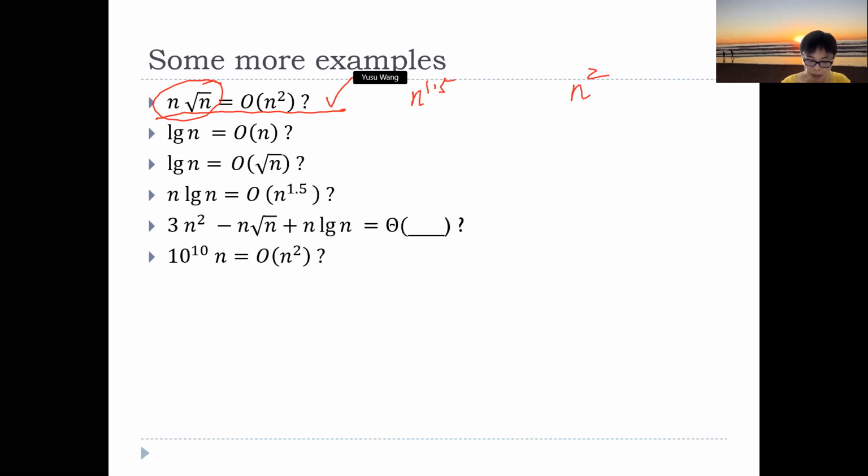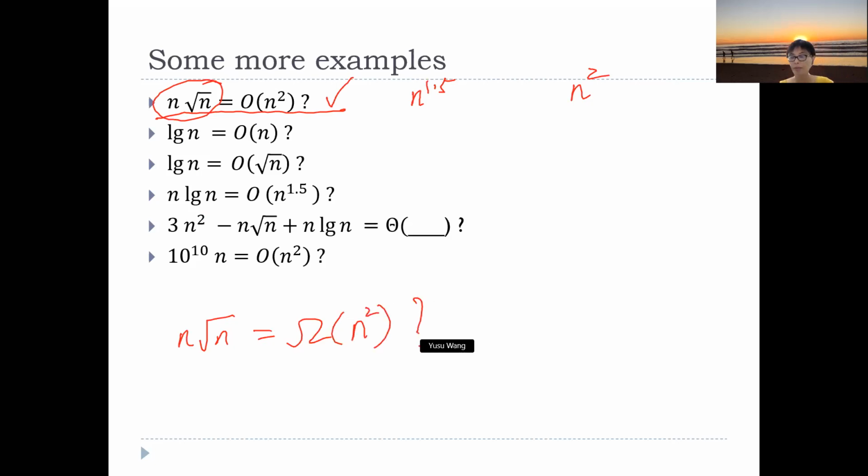Okay, how about this? Is this true? Well, here, this is only to the power 1.5, and here's a quadratic function. So this function grows much faster. So this one cannot be bigger than this function asymptotically. You can prove this using limits. So this is not true.